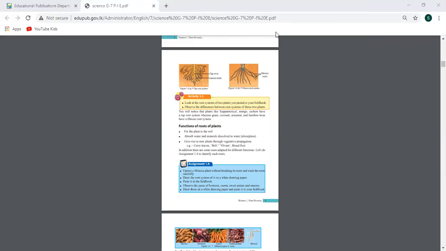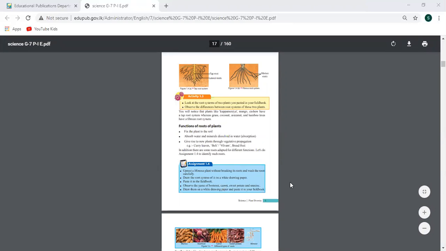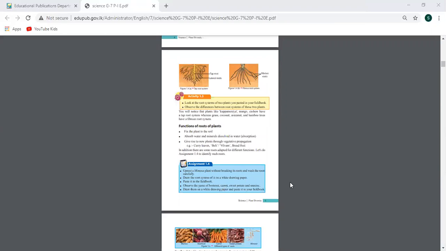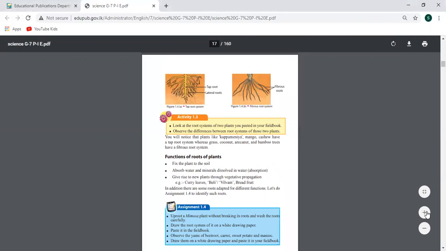So, the function of roots in plants is the main thing that we're going to discuss today. Roots fix the plant in the soil, and also absorb water and the minerals dissolved in water, and that is called absorption. They also give rise to new plants through vegetative propagation. Examples are curry leaves, willow, and breadfruit.